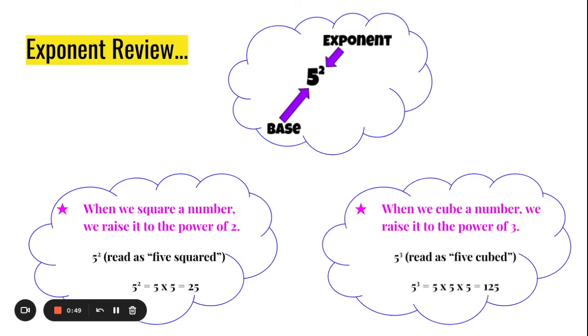And when we cube a number, we raise it to the power of 3, which is read as 5 cubed, which means 5 times 5 times 5, which is 125.